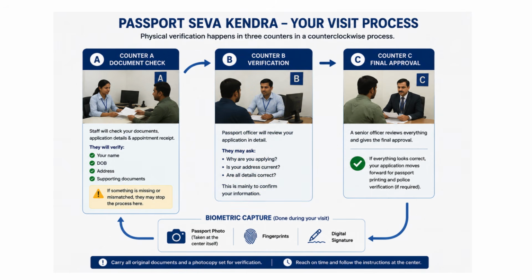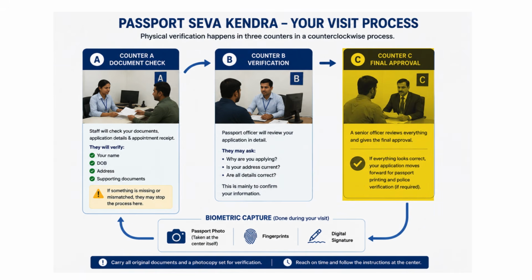Counter B, verification. At this stage, a passport officer will review your application in detail. They may ask simple questions like, why are you applying? Is your address current? Are all details correct? This is mainly to confirm your information.